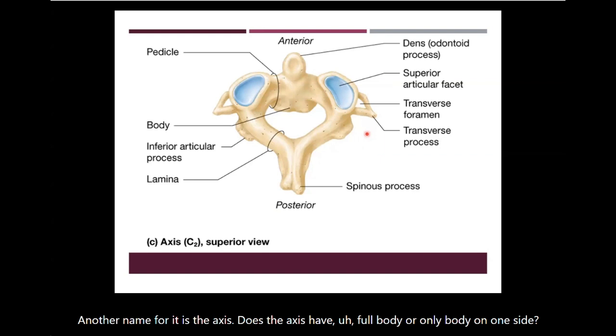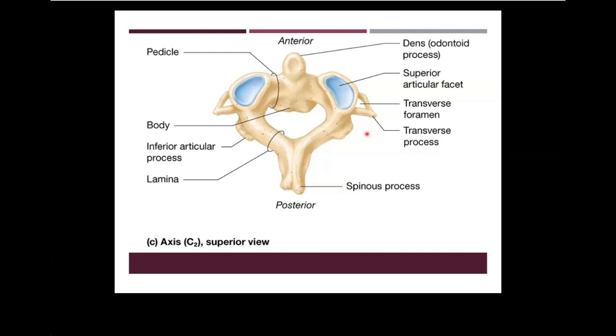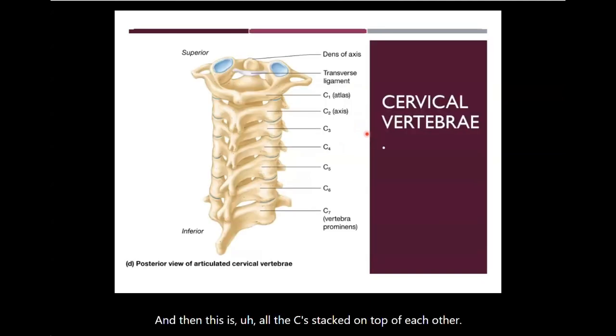And then this one is the C2. Another name for it is the axis. Does the axis have a full body or only body on one side? Also, what does the axis have that the others don't? Dens, right? Does the axis have transverse process? Yes. And then this is all the C's stacked on top of each other, okay?